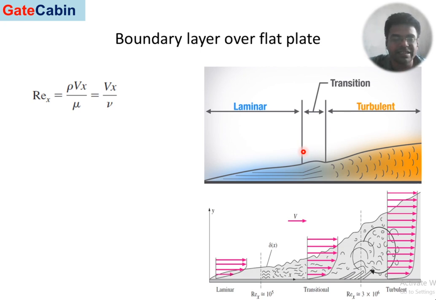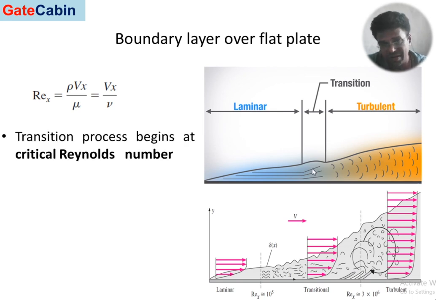All the scientists and engineers around the world are working on delaying this, before reaching this 3 × 10^6 value of the Reynolds number. So this point, where the flow starts to transition or tries to become turbulent in nature, is the Reynolds number at this value, called the critical Reynolds number.